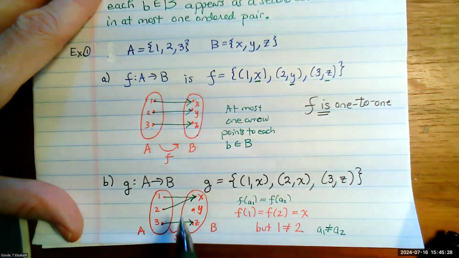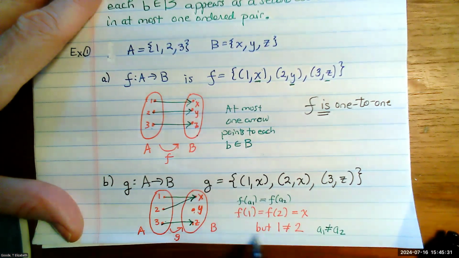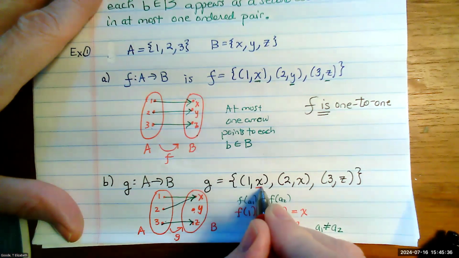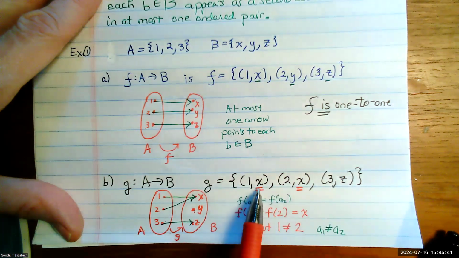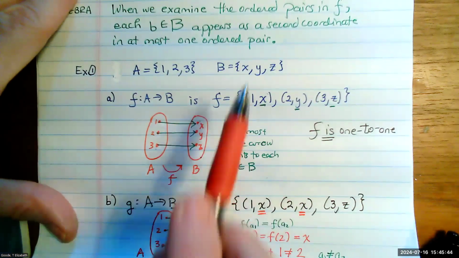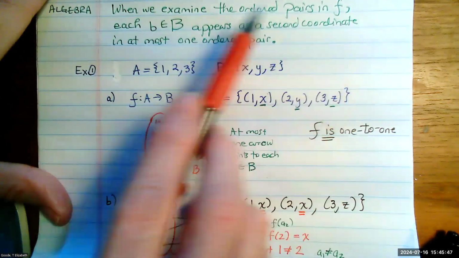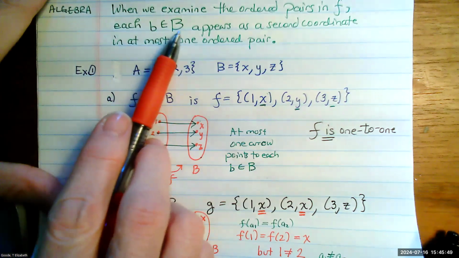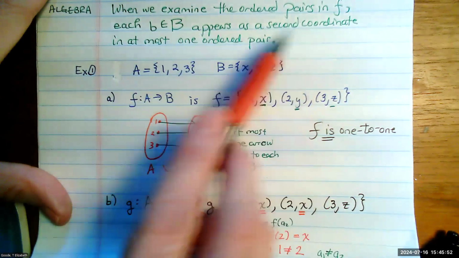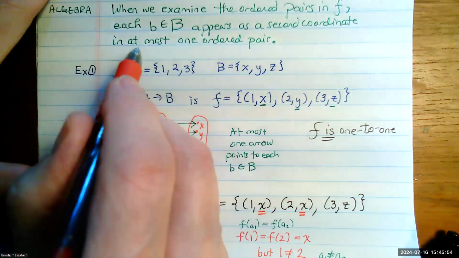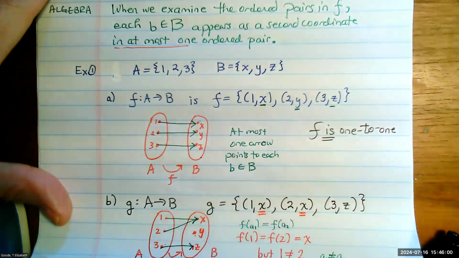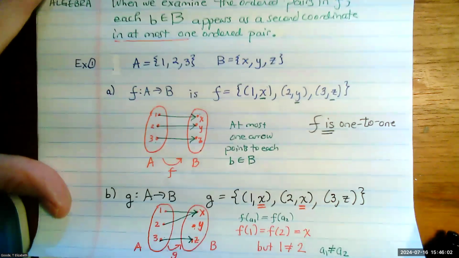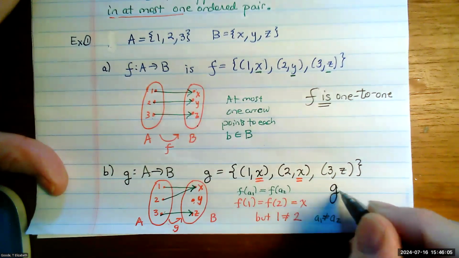Now, if you prefer not to do the picture or even the definition, but look at the set of ordered pairs, look at X. It appears more than once as the second coordinate of an ordered pair. But you see, for F to be 1-to-1, each element little b in B appears as a second coordinate in at most one ordered pair. But here X is appearing as a second coordinate in 2 ordered pairs. So this function is not 1-to-1.